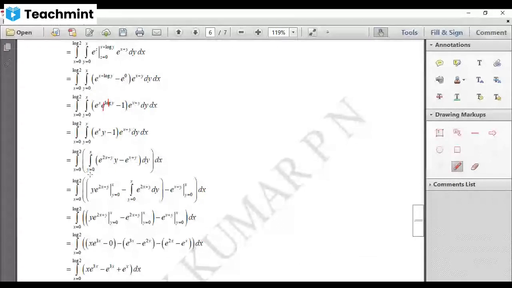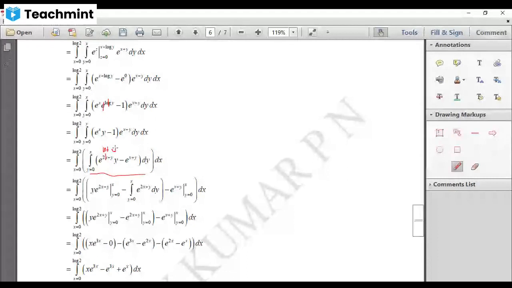Now we have to integrate this with respect to y. When you are integrating with respect to y, remember your x is constant. So this is constant. Now this is of the form, right? If this is constant, then this will be some b plus ax.